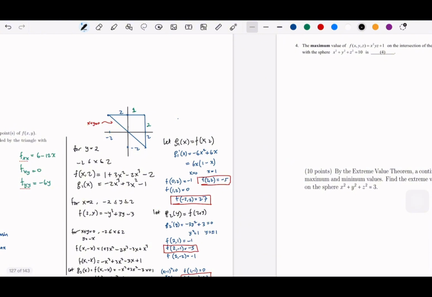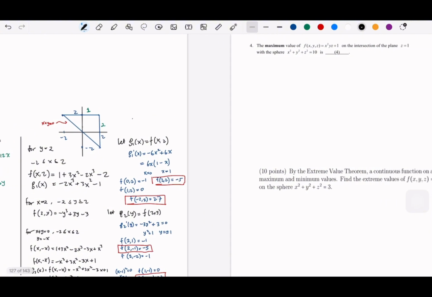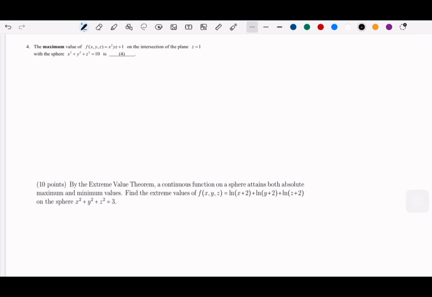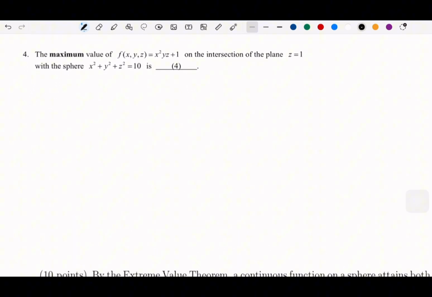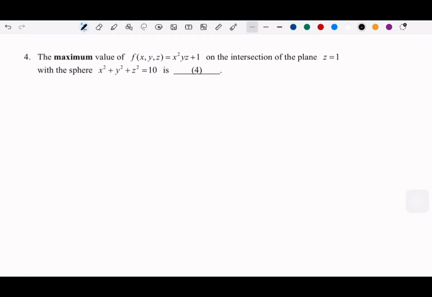The next one, how about this one? This is also a max min value. But this has a constraint, so I think we will be using Lagrange. So the maximum value of f(x, y, z) = x squared y z plus 1. But we have an intersection, z equal 1. The intersection is z equal 1.